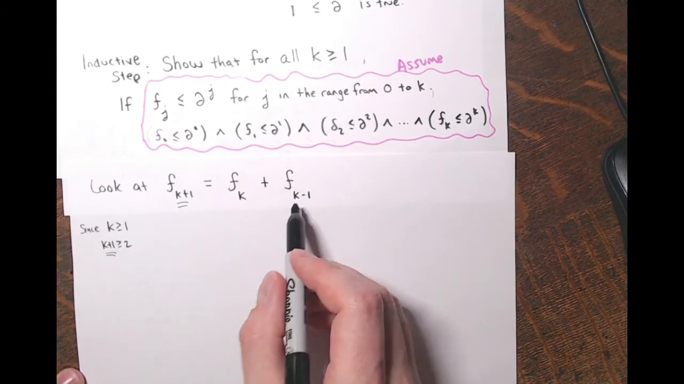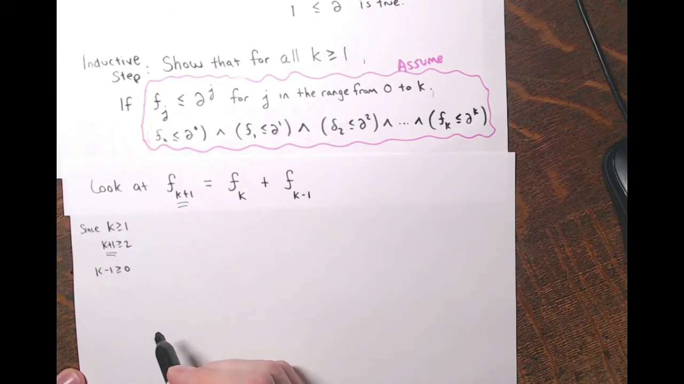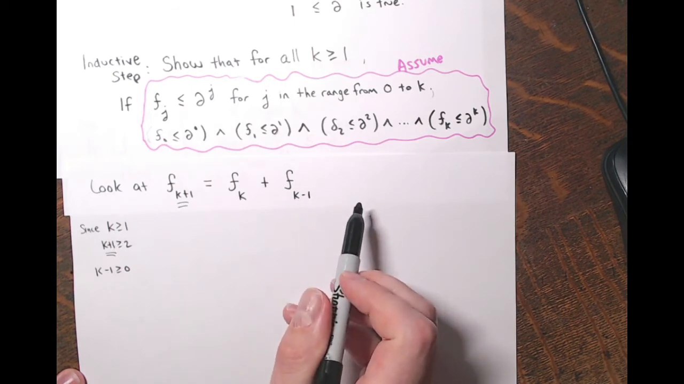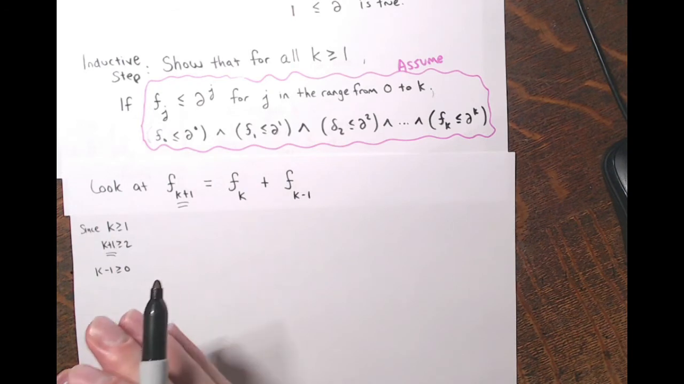And also, right, k minus 1 is greater than or equal to 0. So I wanted to make sure that I didn't go down to subscripts below 0, right, because we're trying to prove this true for 0 and greater.